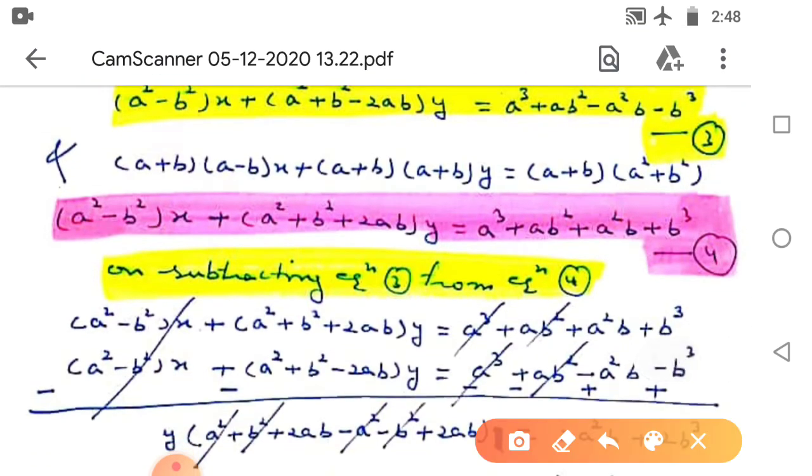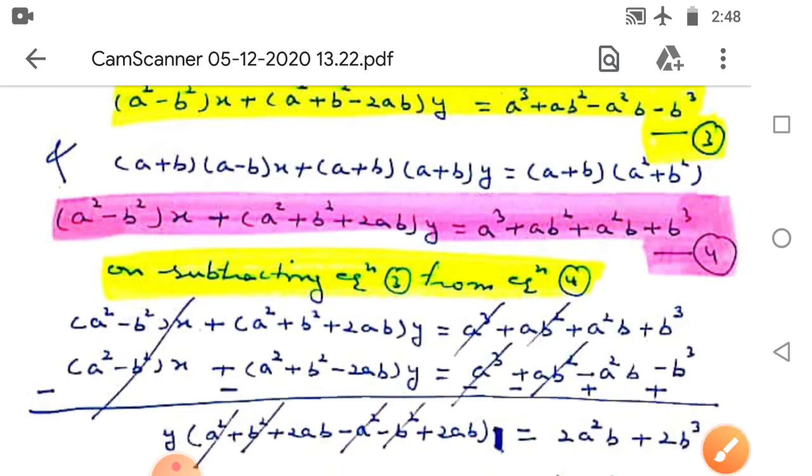And when you multiply equation 2 by a plus b, the coefficient of x becomes a square minus b square. This is a plus b into a plus b, which becomes a plus b whole square. So this is a square plus b square plus 2ab into y, and when you multiply a plus b into a square plus b square, we get a cube plus ab square plus a square b plus b cube, right? So we have two equations, 3 and 4.